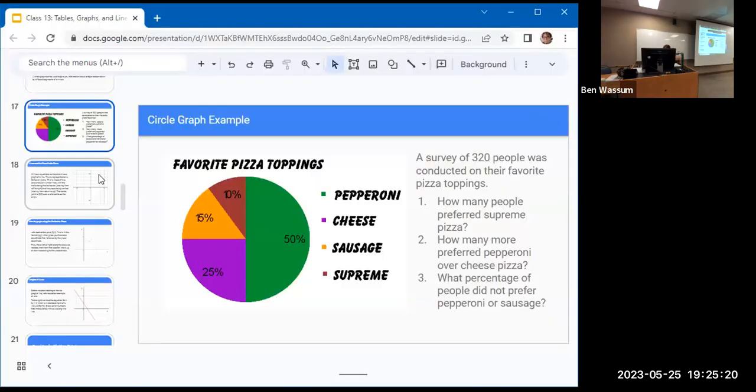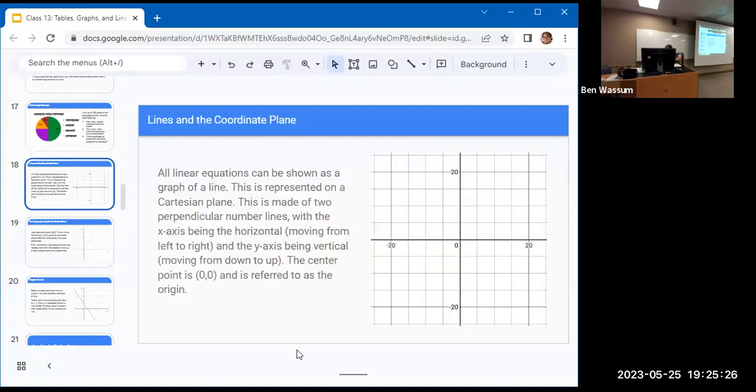Right, that's really all I have for you guys with charts and graphs. The next stuff we're going into is lines. We have lines in the coordinate plane.